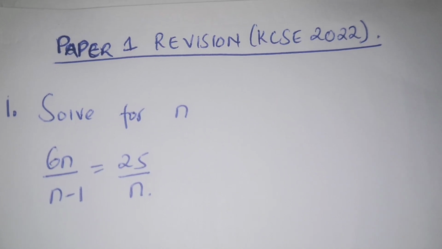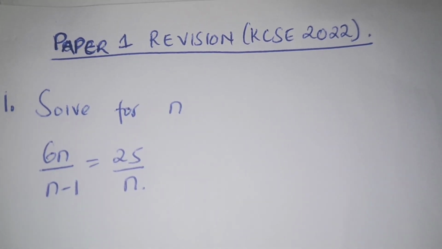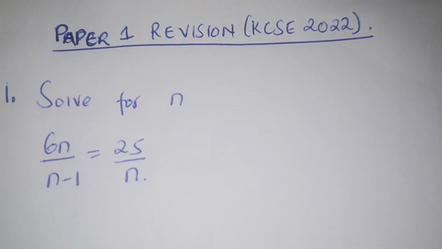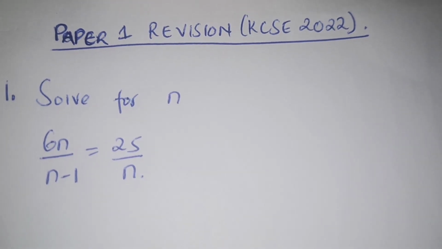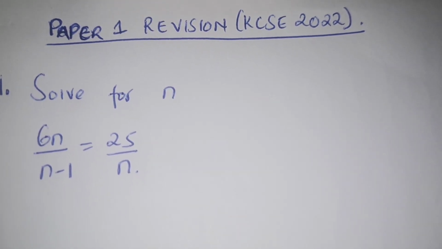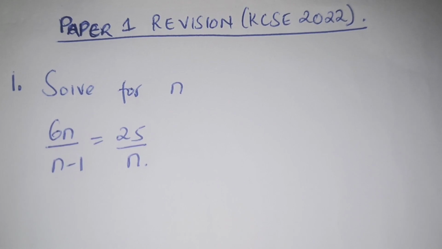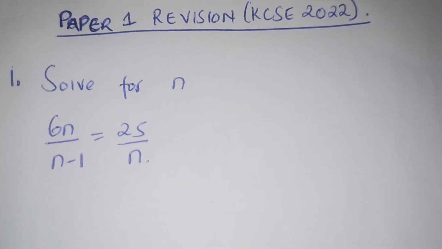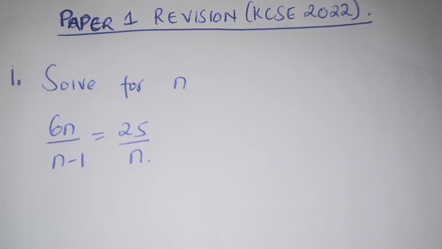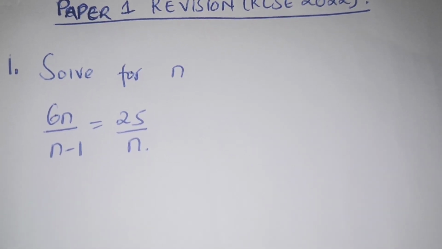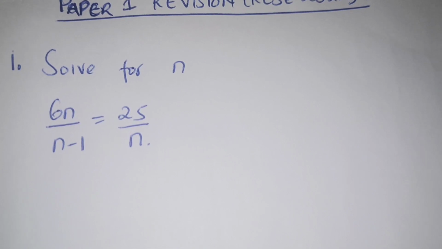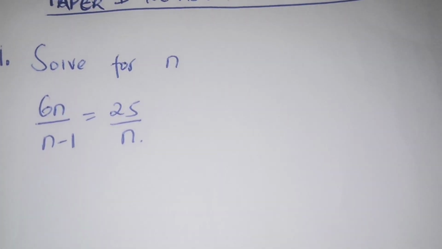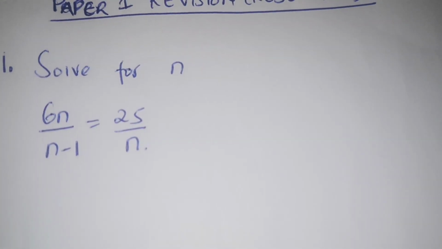Again, to start a journey of revising past KCSE questions. So we start with Paper 1, KCSE 2022. They just concluded the exam. So we start with the first question, which read: solve for n, given the equation 6n divided by n minus 1 is equal to 25 divided by n.